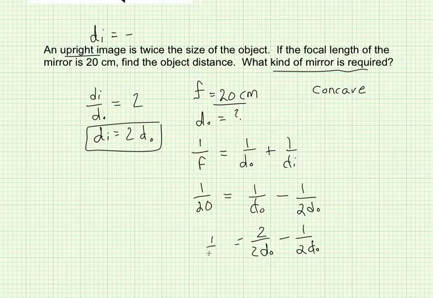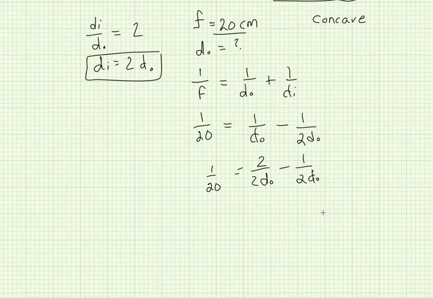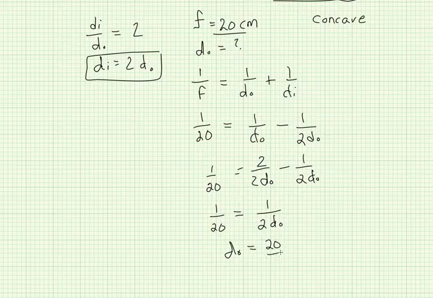That equals 1 over 20. Only now can I subtract these two. And when I do, this is going to give me that 1 over 20 equals, so 2 minus 1 is 1, over 2 DO. Now I have to do a little bit of cross multiplying, so I'm going to bring the DO up here. So I'm going to have DO then equals 20 divided by 2, and that's going to give me 10 centimeters. So my focal length is 20 centimeters.